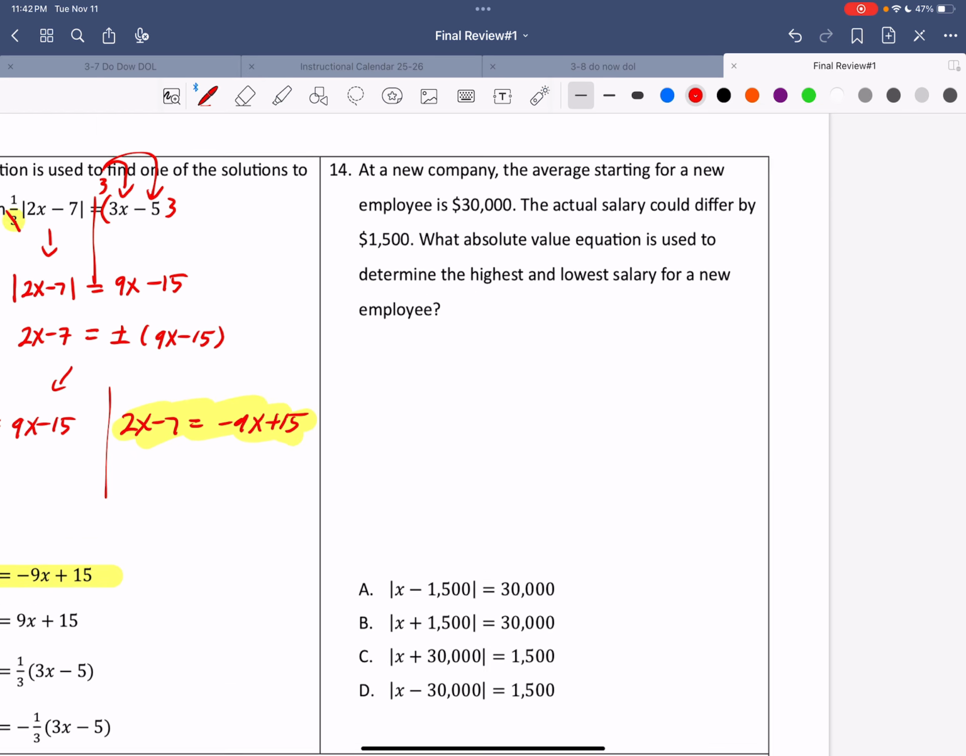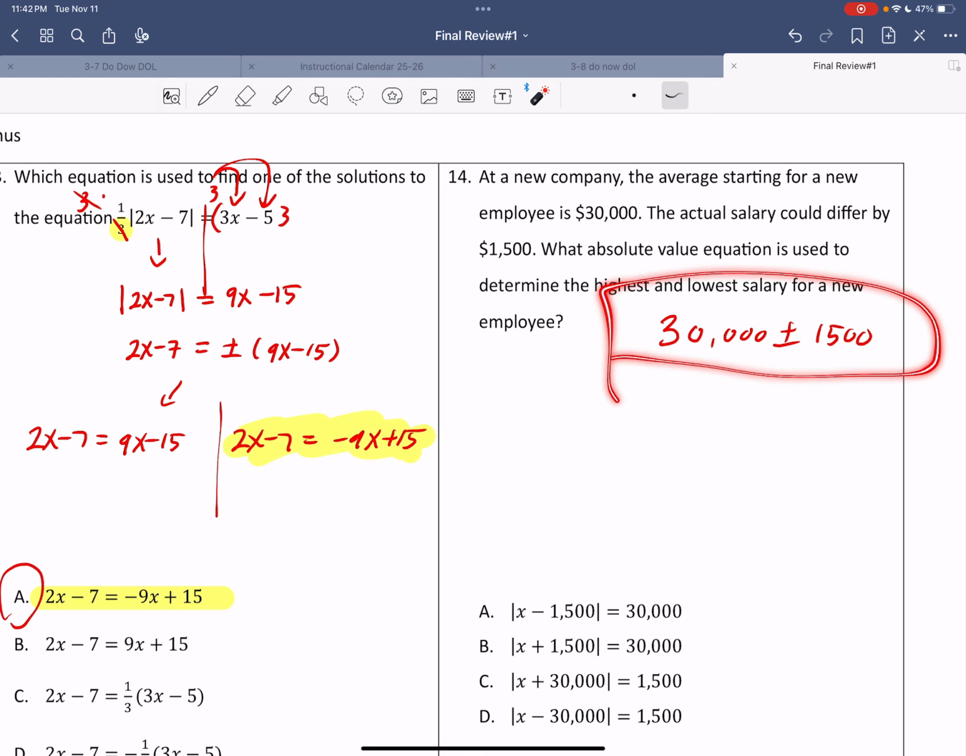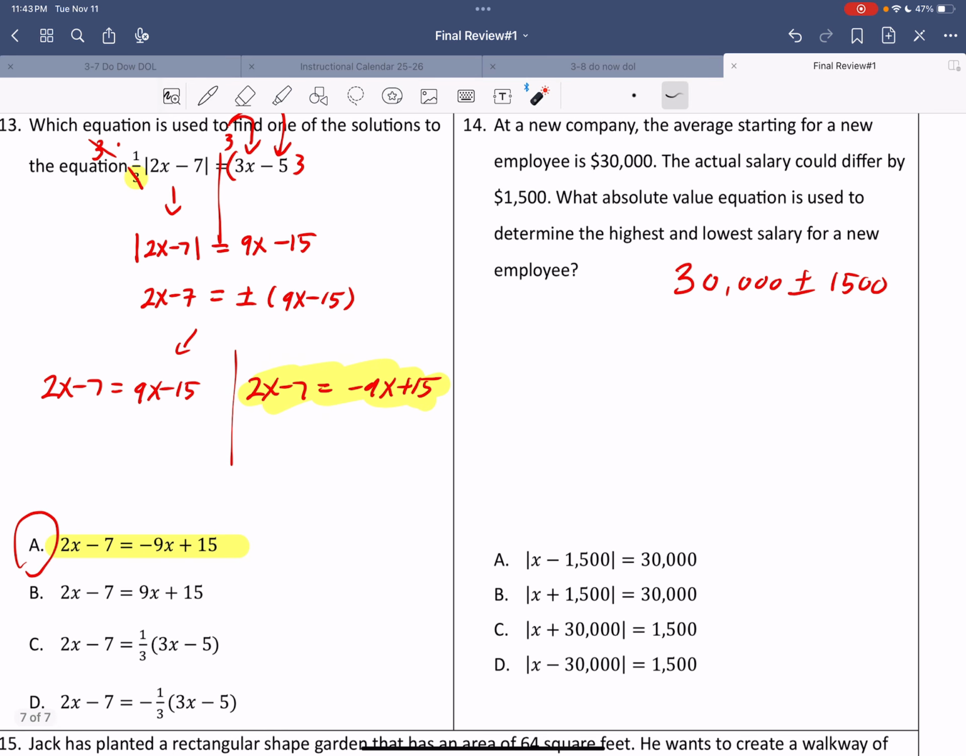Number 14. A new company, the average starting salary for the new employee is $30,000, and the actual salary could differ by $1,500. What absolute value equation is used to determine the highest and lowest salary for the new employee? So basically, it says which one of these options can give you this, right? Like you get 30,000 plus minus 1,500. That's what you want. So which one is going to be the answer?